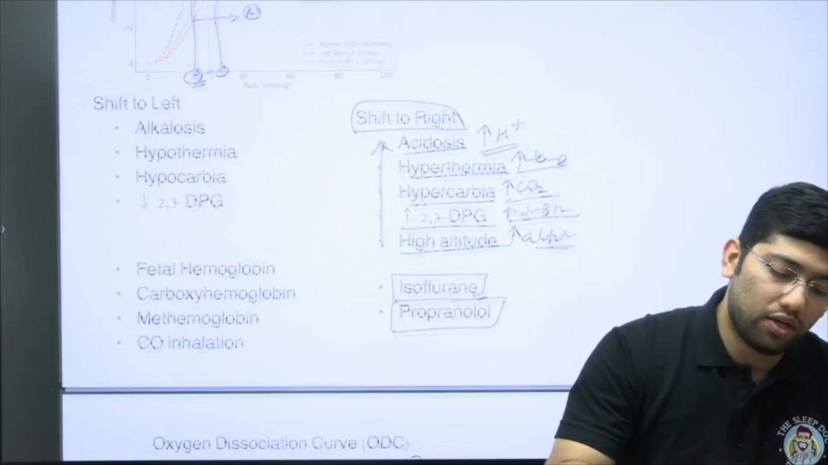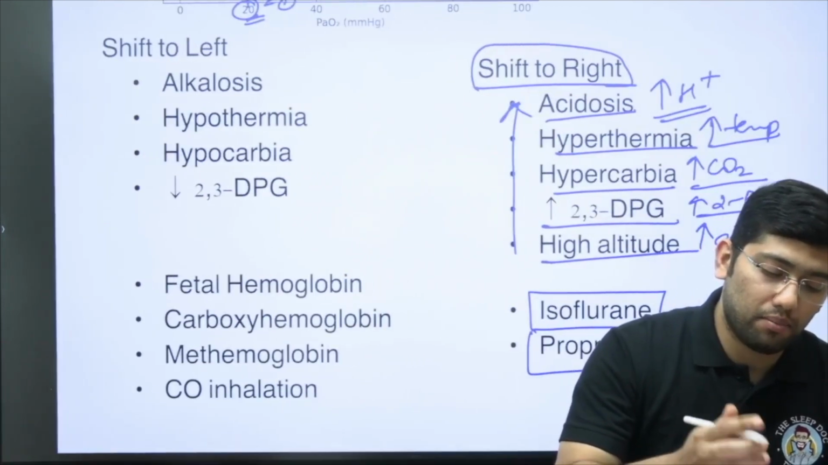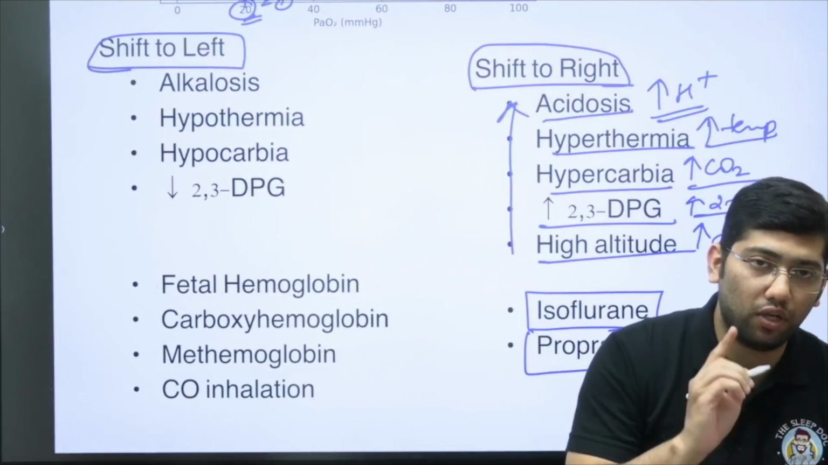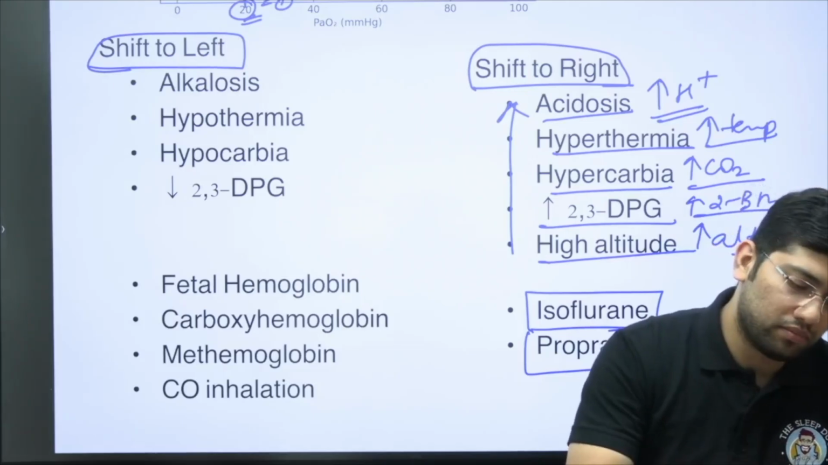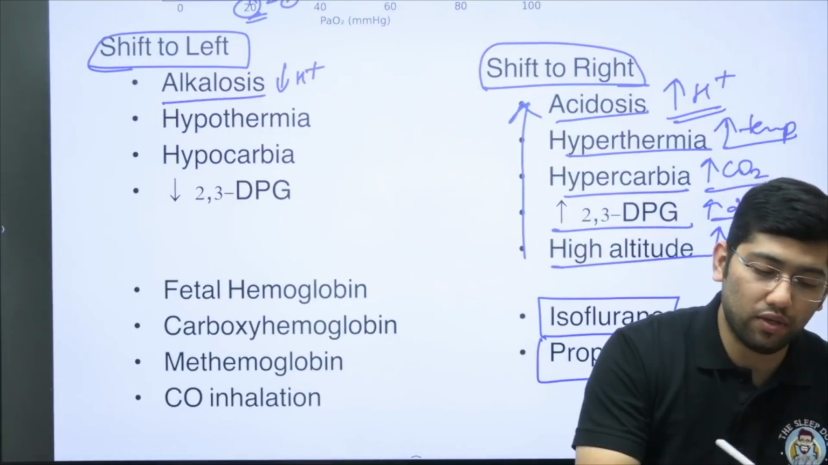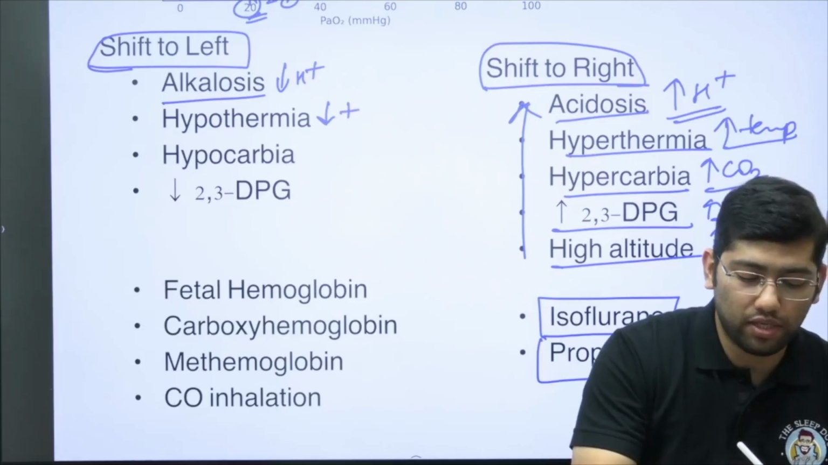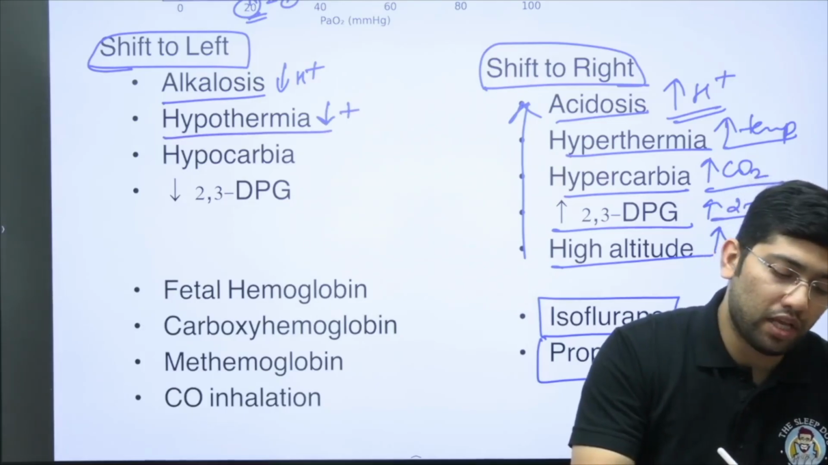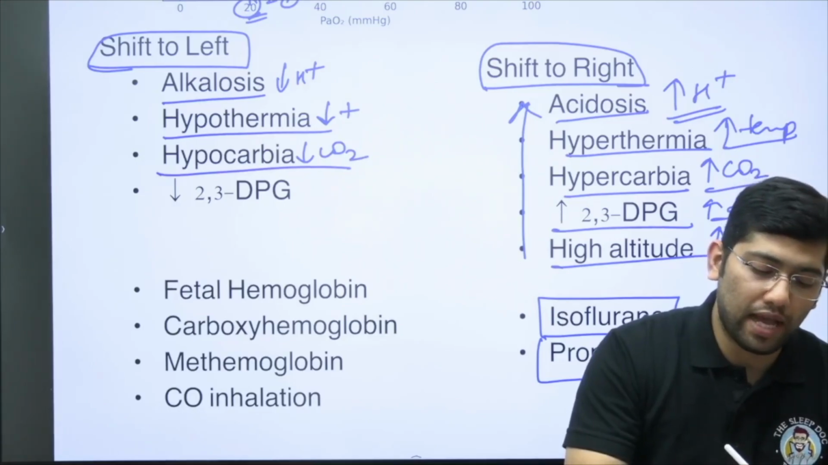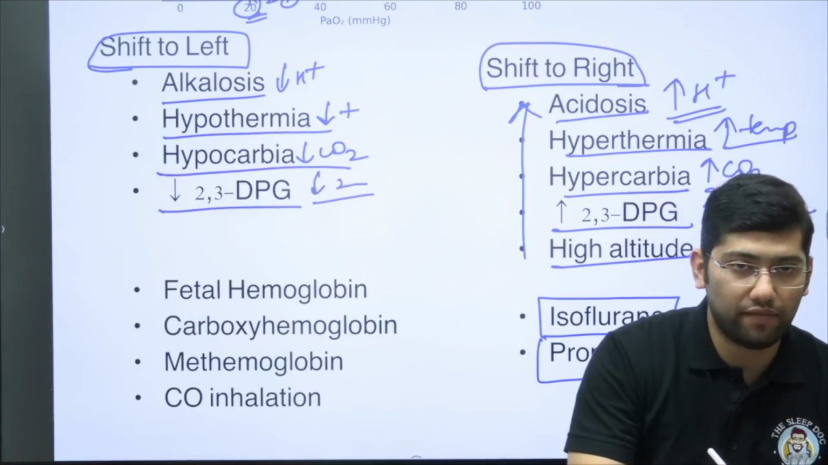Two other drugs to be remembered are the inhalational anesthetic agent isoflurane, and the beta blocker propranolol. Now, no offense to the left-handers, but for the shift to the left, remember, low in numbers, low. Low hydrogen ion concentration, which is alkalosis. Low temperature, which is hypothermia. Low carbon dioxide concentration, which is hypocarbia, and low 2,3 DPG levels.